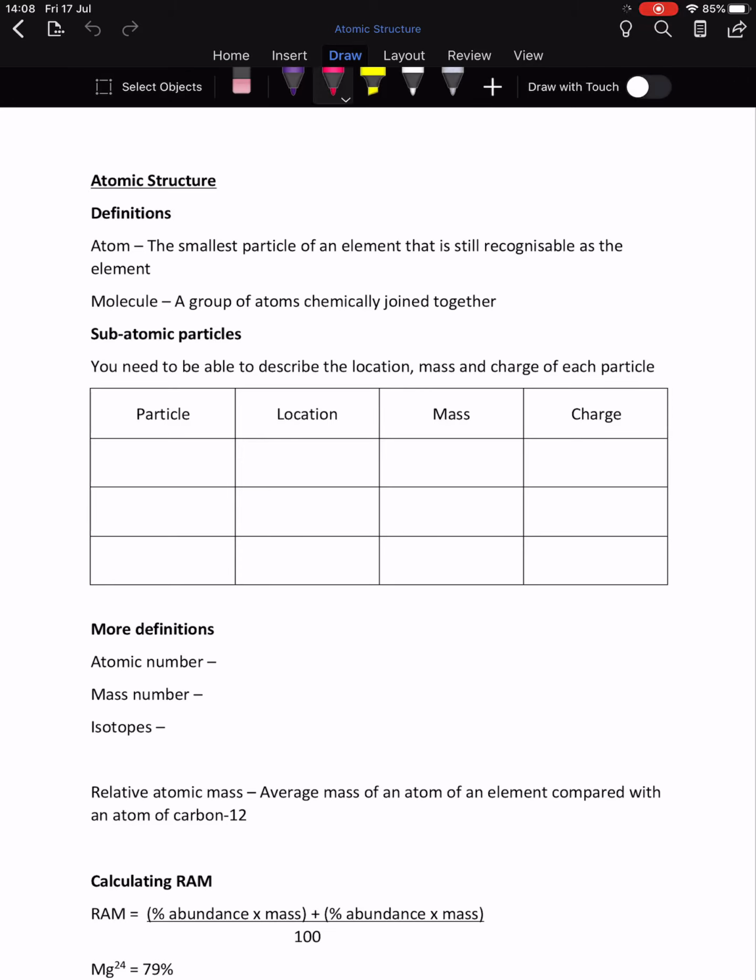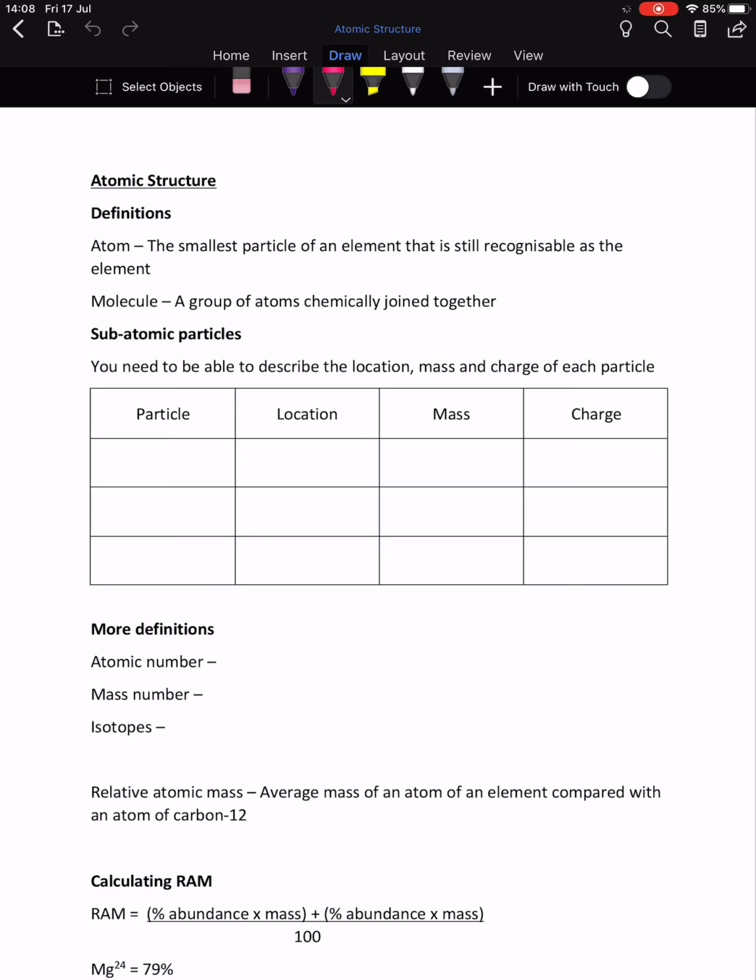In this video, we're going to look at atomic structure. So two definitions to start us off. An atom is the smallest particle of an element that is still recognisable as the element. A molecule is then a group of atoms that are chemically joined together.